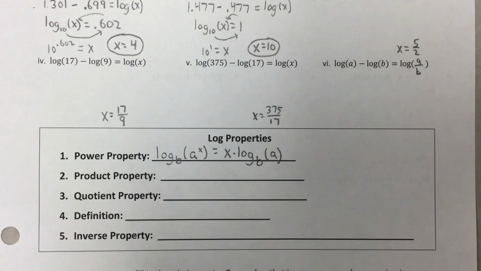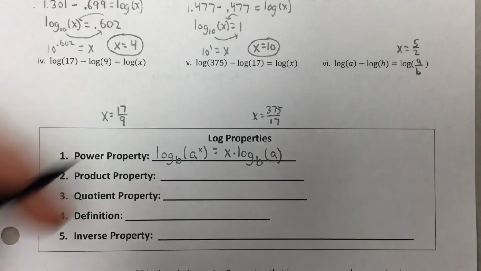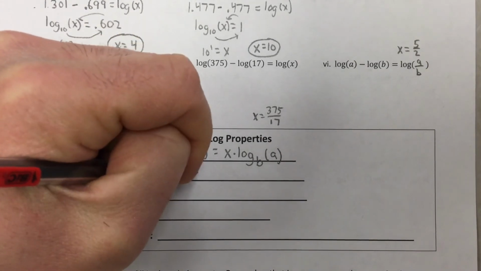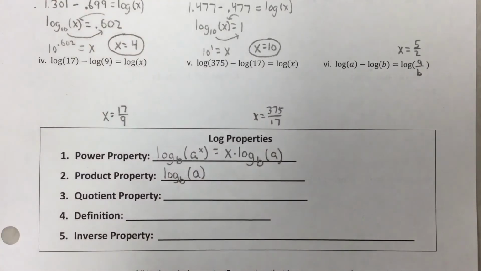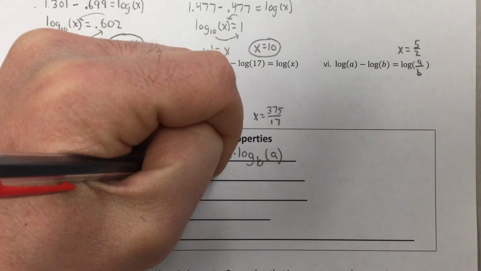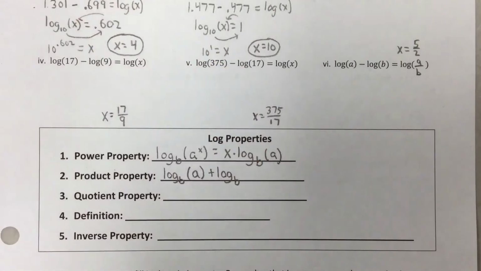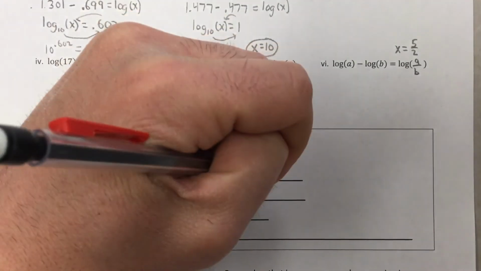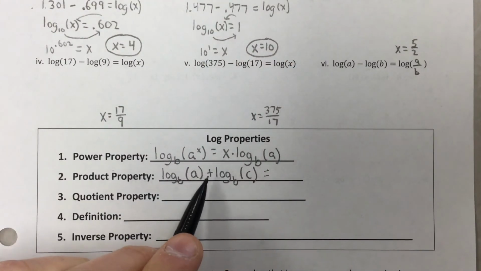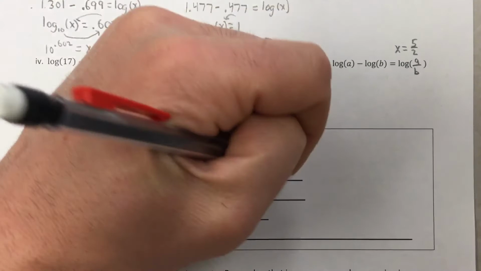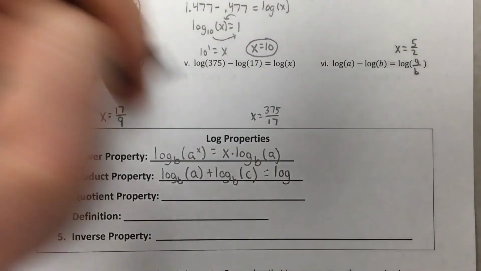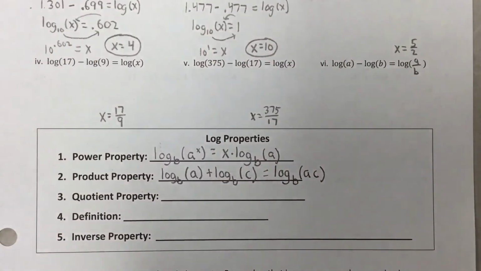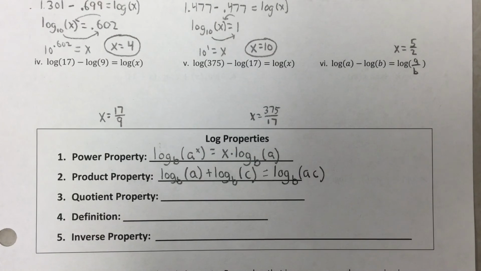We also have the product property, which says log base B of A plus log base B of C. We can make those 2 separate logs that are being added together with the same base into a single log by doing log base B, so it has to be the same B, and multiply those. Log base B of A times C.